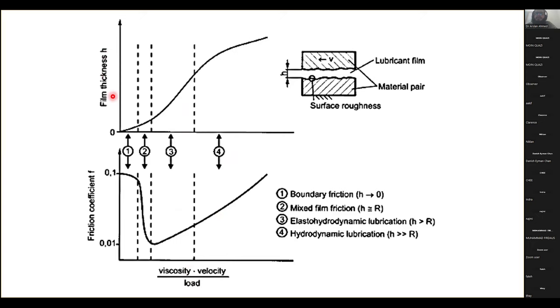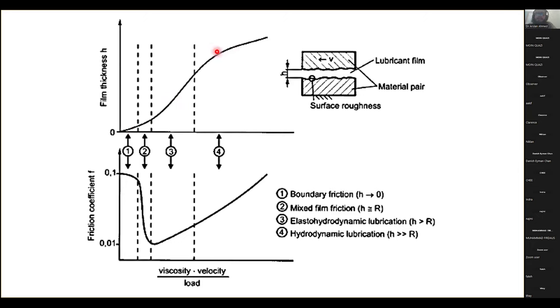In the first diagram, in the first figure, you can see this is depicting that the film thickness is on the y-axis, and on the x-axis you can see the Sommerfeld number, which is viscosity into velocity divided by the load. So you can see over here that this first region is the boundary lubrication, and in the boundary lubrication you can see the film thickness is quite less. As we move from second to third to fourth, you can see the film thickness is increasing. At the second point, this is the mixed film regime. And this one over here is the elastohydrodynamic lubrication regime. And the last one is the hydrodynamic lubrication regime. You can see that the maximum film thickness is present in the hydrodynamic lubrication regime.